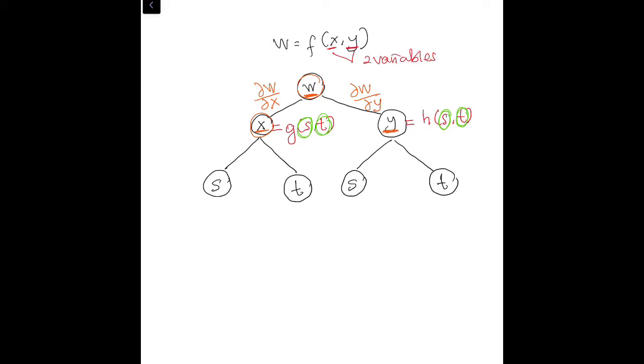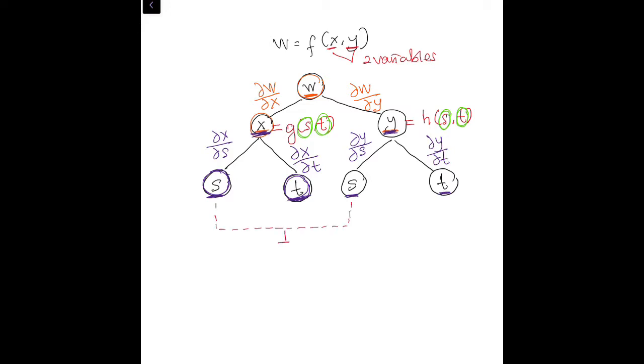And it is the same for x. We have two variables s and t, so we have to differentiate partially x with respect to s and differentiate partially x with respect to t. So the same technique for variable y, differentiate partially y with respect to s and differentiate partially y with respect to t. So this is the chain rule with two independent variables.